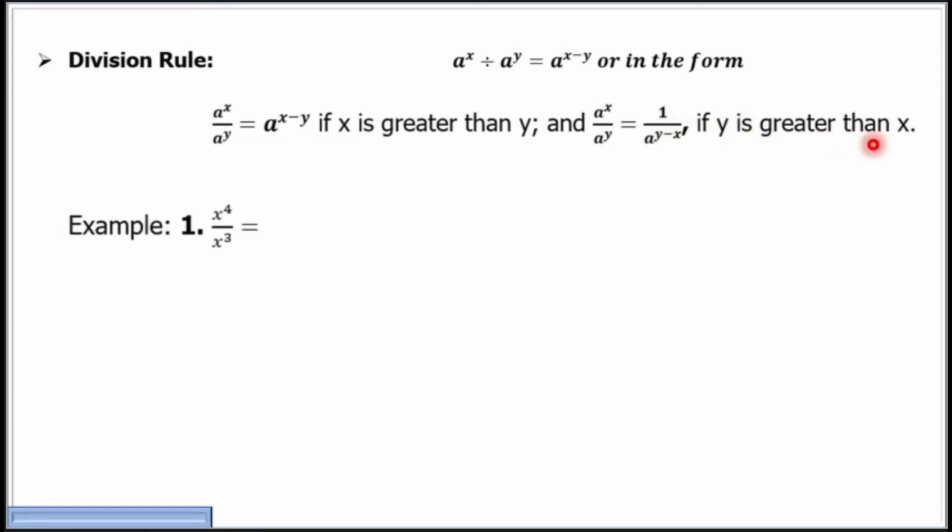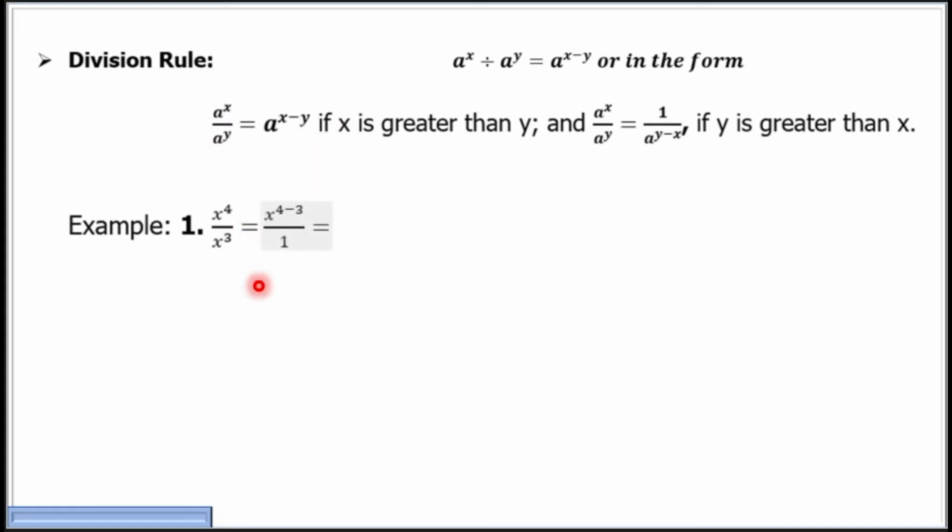Okay, proceed. Example number 1. X raised to the power of 4 over x cubed. So, asa may mas dako nga exponent, numerator or denominator? Okay, numerator. Okay, 4 kaysa sa 3. Alright, proceed. Atong masunod ani is as we see on the screen.